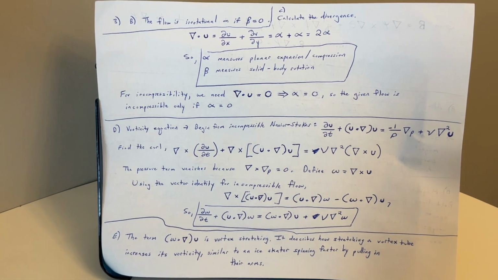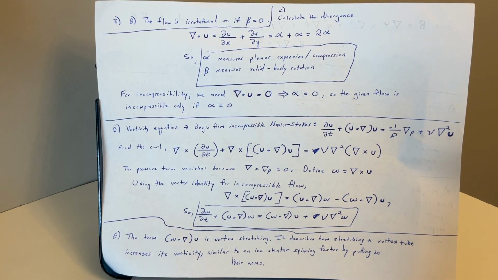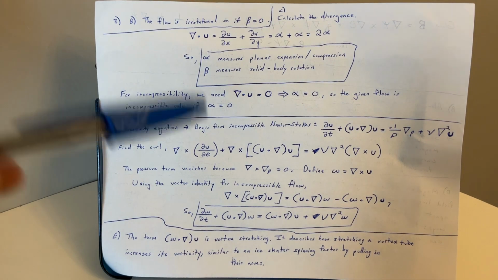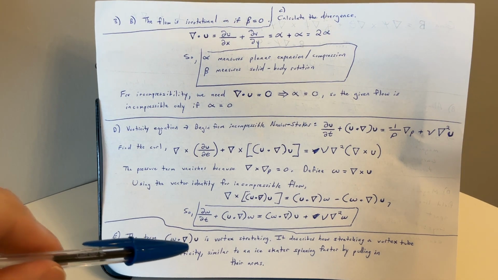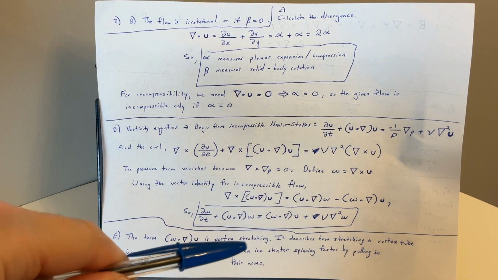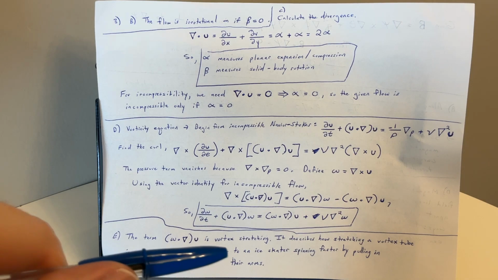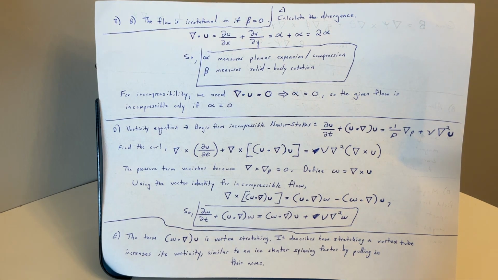Part E, what they wanted us to do was explain the physical significance of the vortex stretching term. So the term here, omega dot del times u, sorry about that, mixing up mu's and nu's, rho's and p's, is vortex stretching. It describes how stretching a vortex tube increases its vorticity, similar to an ice skater, as an example, spinning faster by pulling in their arms. So that's a standard example there.